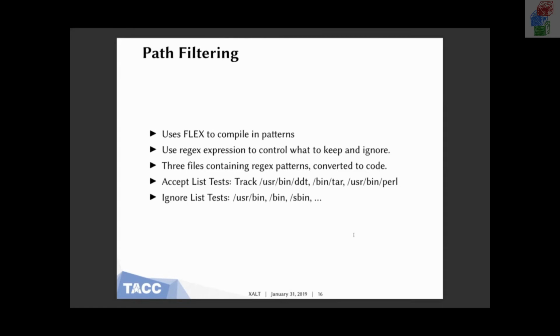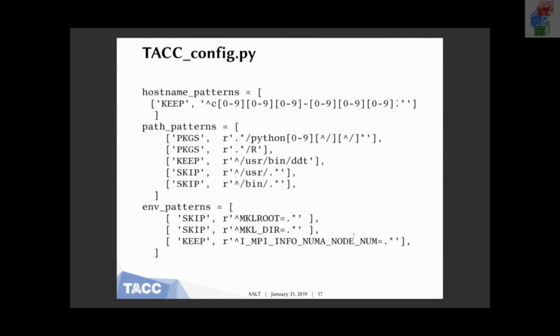There are accept lists, so I want to accept certain things like things that are in user bin or bin. I want to track Perl or whatever, but I want to ignore everything else. And so here's a configuration file that says three things. So you can control what pattern of hosts I want to be on. In our case, our compute nodes always start with a c, three numbers, a dash, and three more numbers and something else. But you could have any other patterns that your site uses.